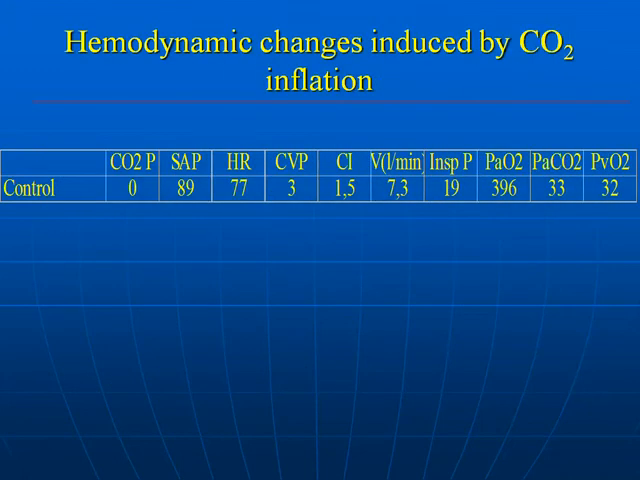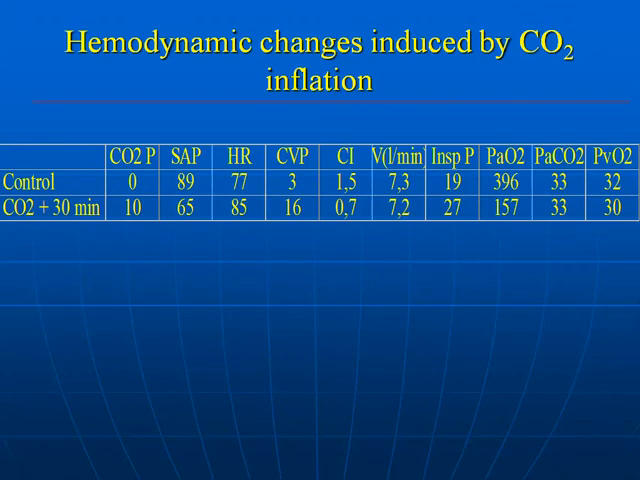So this is an example of a patient that we operate on. You see control before we do anything. It's in French, I'm sorry. He has a heart rate of 77, a CVP pressure of 3, cardiac index of 1.5, a volume of 7.3 liters per minute, inspiratory pressure of 19, good PO2, good PCO2, and good PVO2.